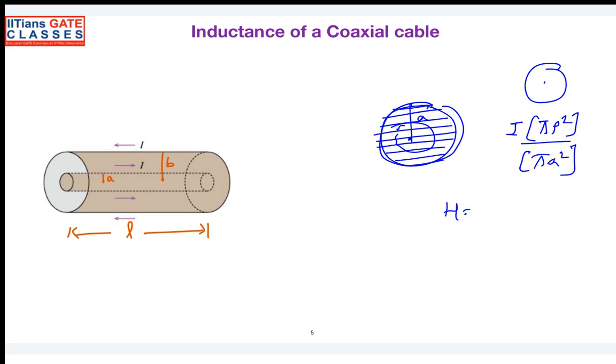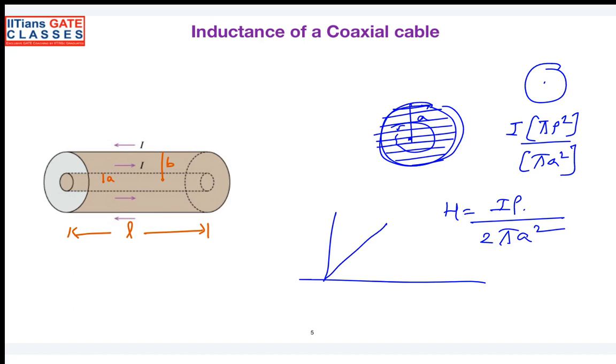I have given this equation also. You have seen the magnetic field profile. Within the inner conductor, it increases linearly up to A, and after A it will decrease. And when you cross B, it will be 0. So you need to do revision. Yes, sir. Sorry, sir. Okay, no problem.